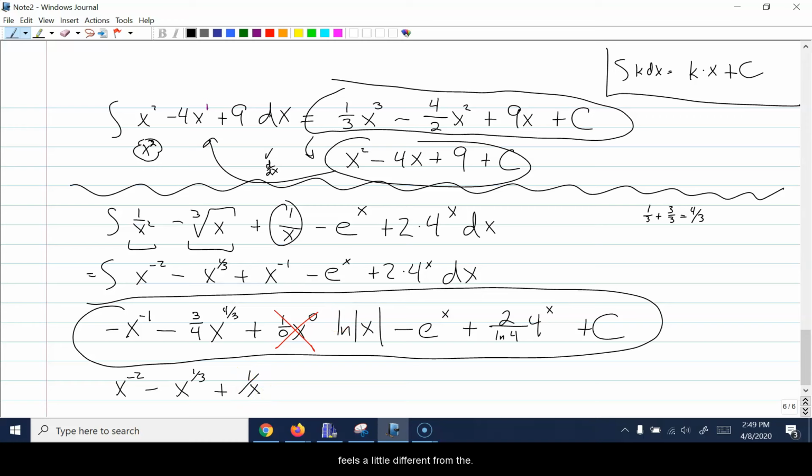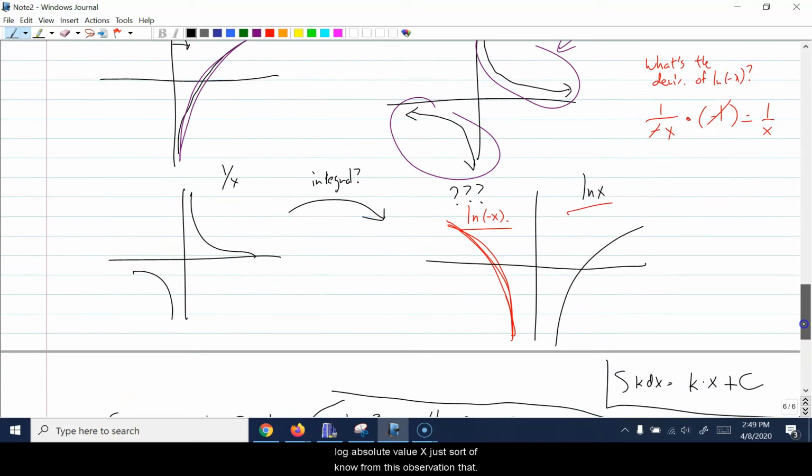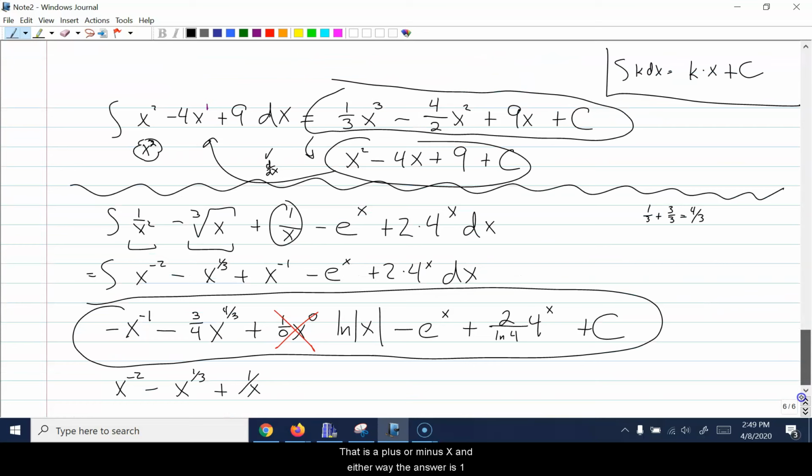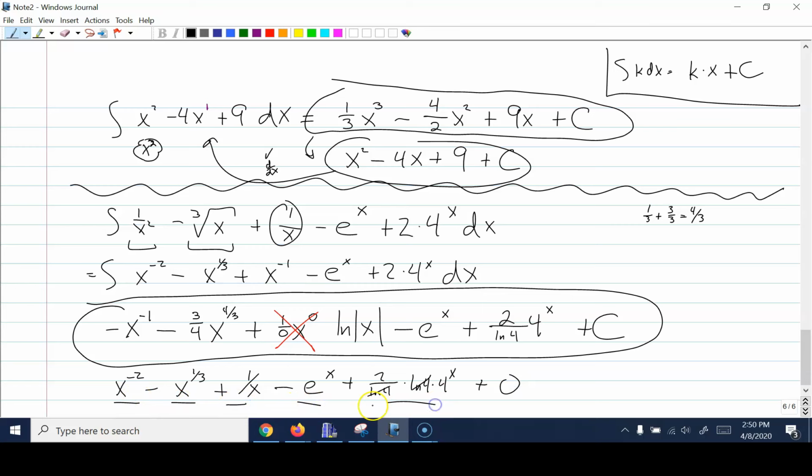This is the place where it feels a little different from the gateway. We never really took the derivative of natural log absolute value x, just sort of know from this observation that that is a plus or minus x, and either way the answer is 1 over x. The derivative of natural log absolute value x is 1 over x. Minus derivative of e to the x is e to the x. Plus 2 over natural log 4 is a weird constant out front. Derivative of 4 to the x is ln 4, 4 to the x. Cancel, cancel. Plus derivative of a constant is 0. I got everything matching. This is what I was supposed to get. Cool.